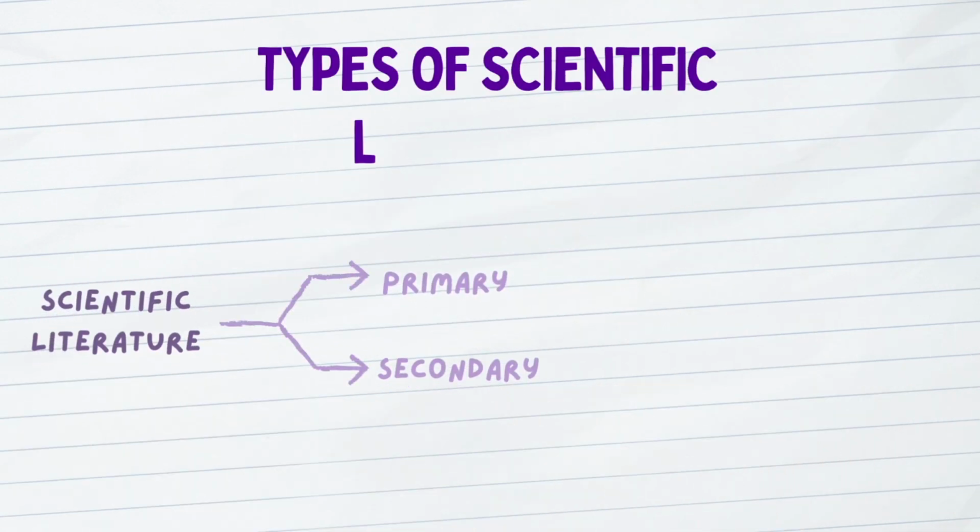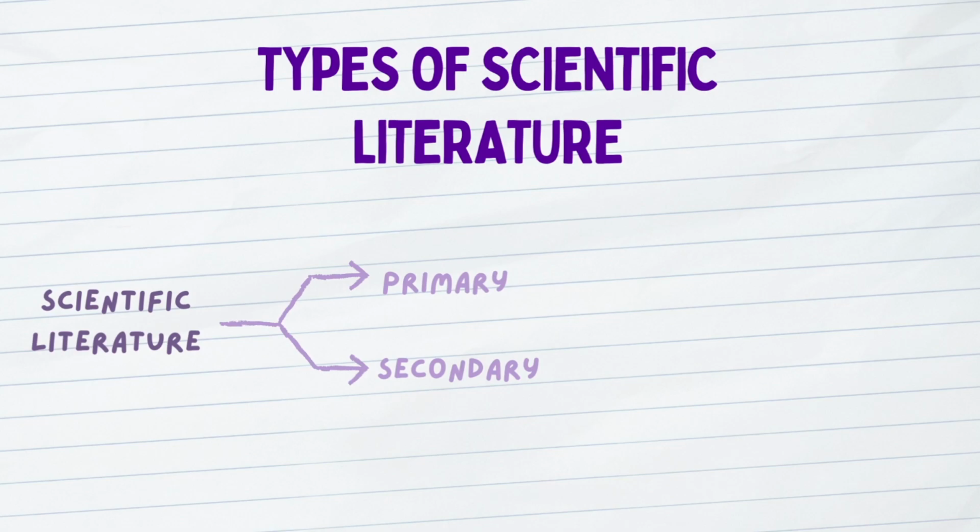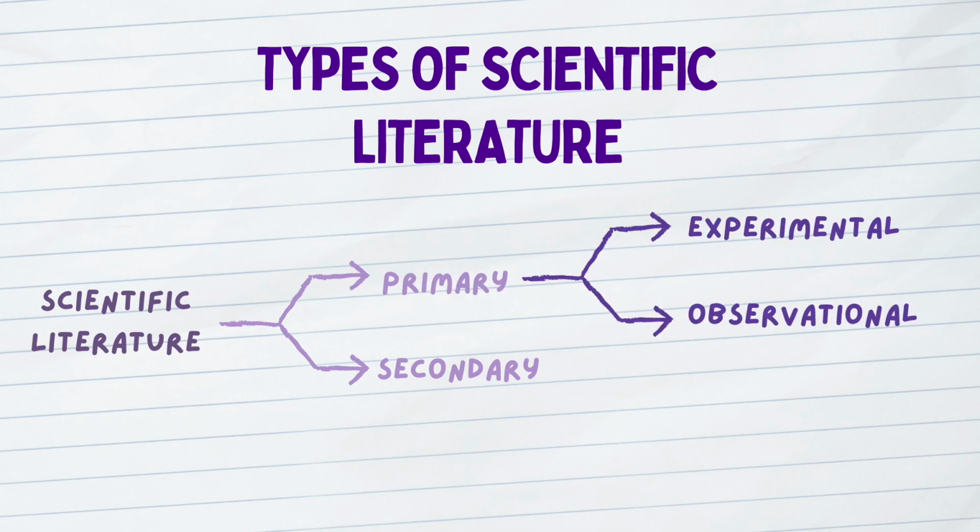In general, scientific literature can be categorized as either primary or secondary literature. Reports of original research form the primary literature, or the core of scientific publications. These are the articles written to present findings on new scientific discoveries. Primary literature can broadly be divided into two groups: observational and experimental studies.